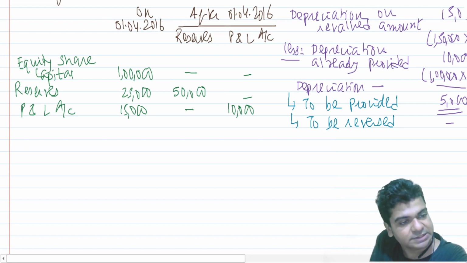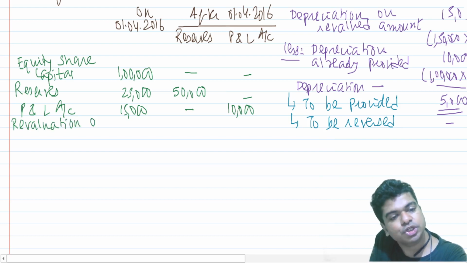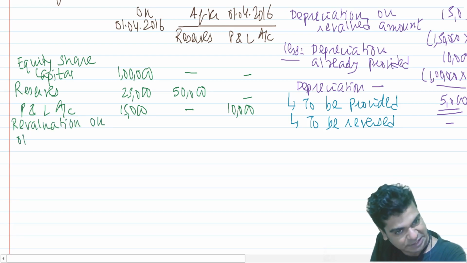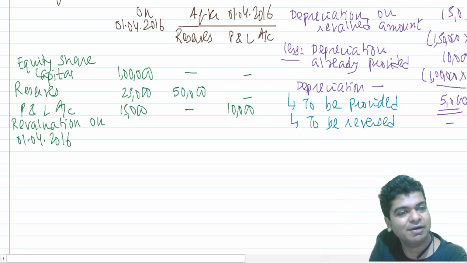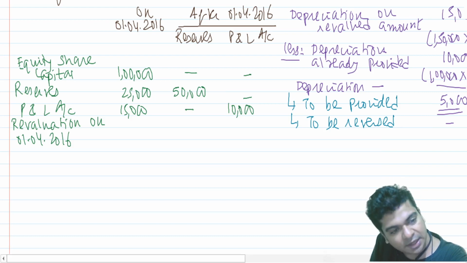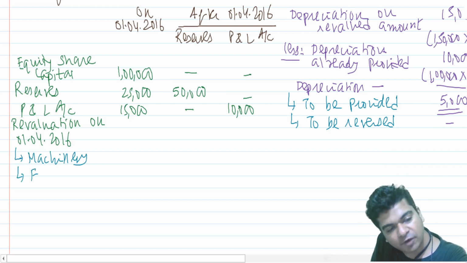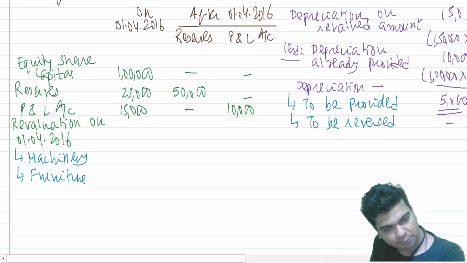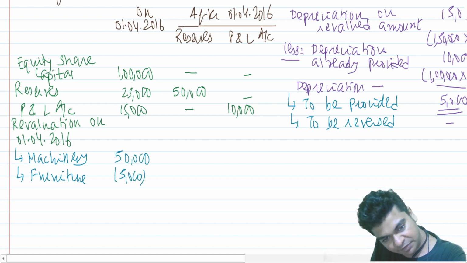Now, effect of revaluation. See, we will say revaluation on 1st April 2016. Tell me, when have you done the revaluation? 1st April 2016. Don't forget that, right? You have done revaluation of machinery. You have done revaluation of furniture. Machinery you have increased by 50,000. Furniture you have reduced by 5,000.